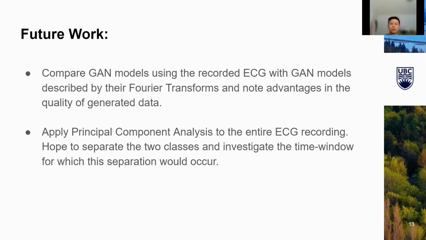In terms of the future work, instead of using random noise for the GAN model, I'm planning to apply Fourier transform to the ECG images for GAN training and compare the advantages in the quality of generated data. The generated dataset will be used in a deep learning classification neural network algorithm. And also I will apply PCA to the entire ECG datasets and find the time window to separate the data into two classes.